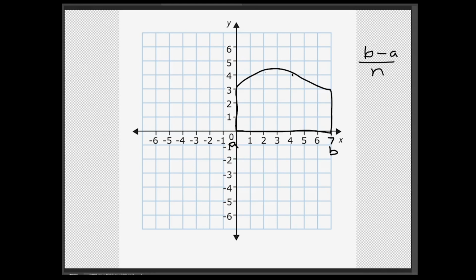So let's plug in our numbers. We'll have 7 minus 0 divided by 7. If we just do that, it's pretty easy. We'll just get 1 as our answer. And as you can see, each rectangle will have a base of 1. So we have 0 to 1 right here, and 1 to 2, 2 to 3, and 3 to 4, and so on until 7. So now let's make a little marking for our rectangles right here. Something like this.